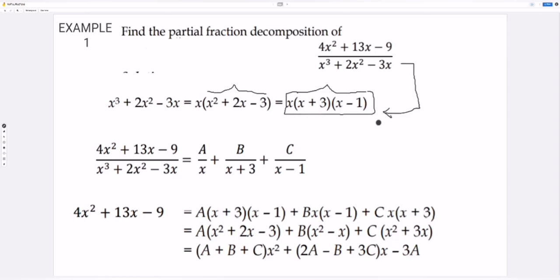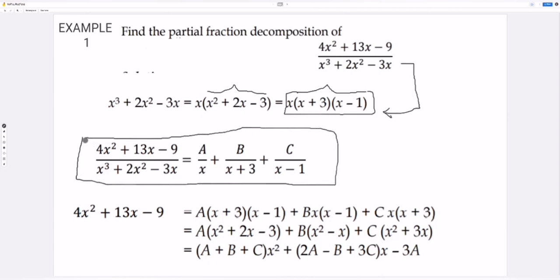So let's proceed to the partial fraction decomposition. Based on the rules, or the concept that we had known earlier, we need to transform them into this. So the first one is, let's say, A over x for the first factor, plus B over x plus 3, plus C over x minus 1.